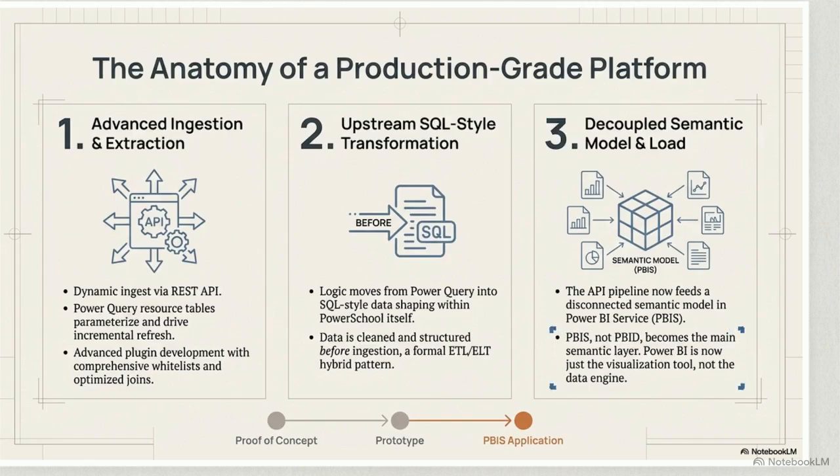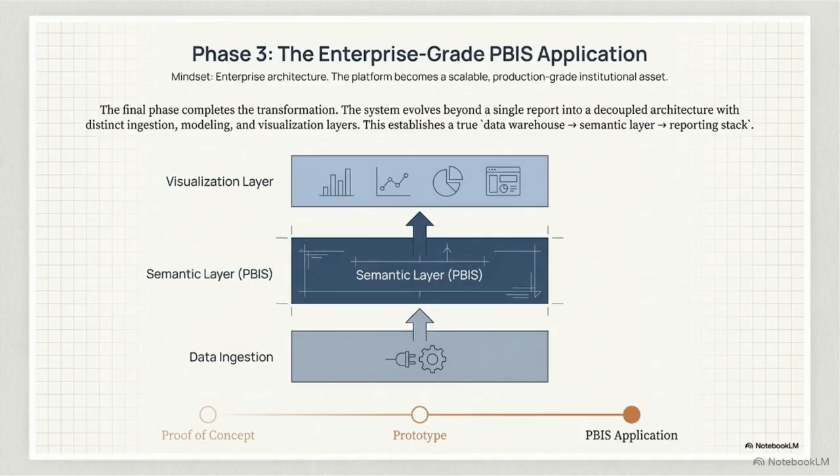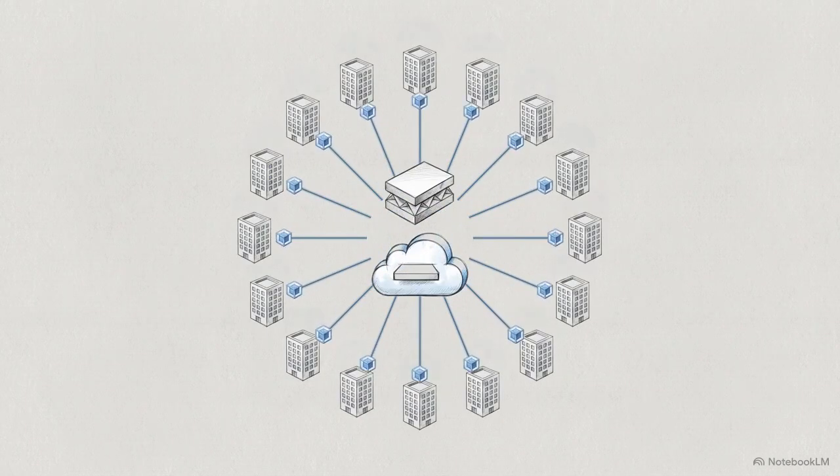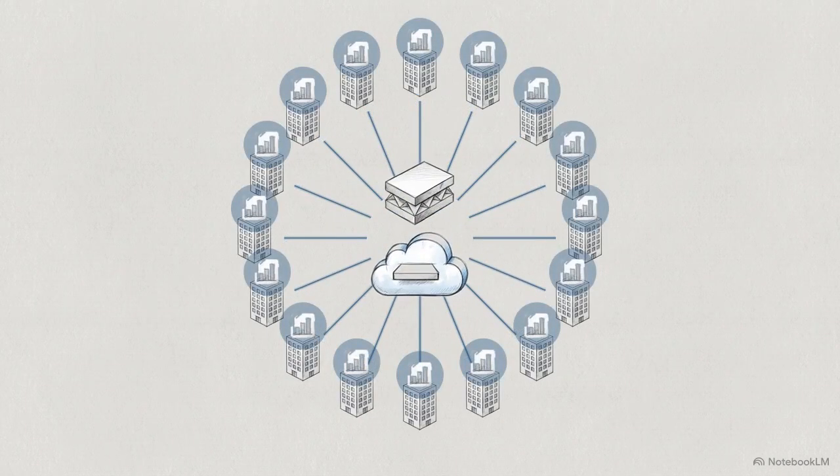This blueprint displays the final 3-tiered structure of a production-grade platform: ingestion at the base, semantic layer in the middle, and visualization on top. Notice the unidirectional flow. Data is extracted, structured centrally, and finally served to the visualization layer. This decoupled architecture ensures a single, governed master dataset can safely power dozens of distinct reports across an entire institution without requiring developers to replicate code.